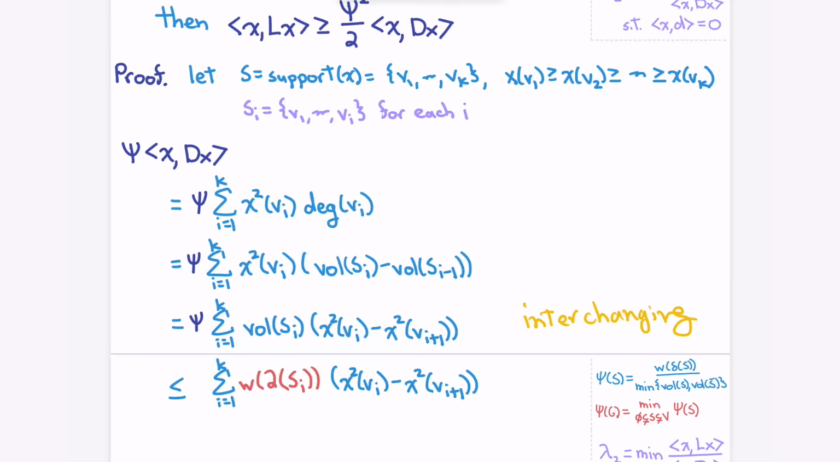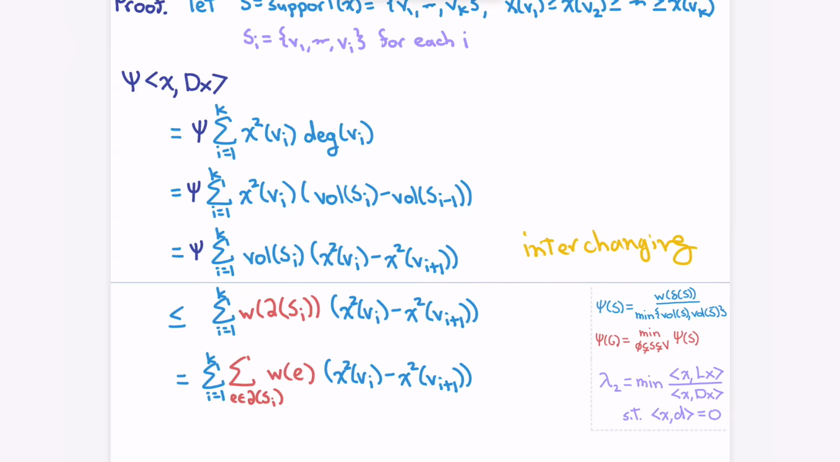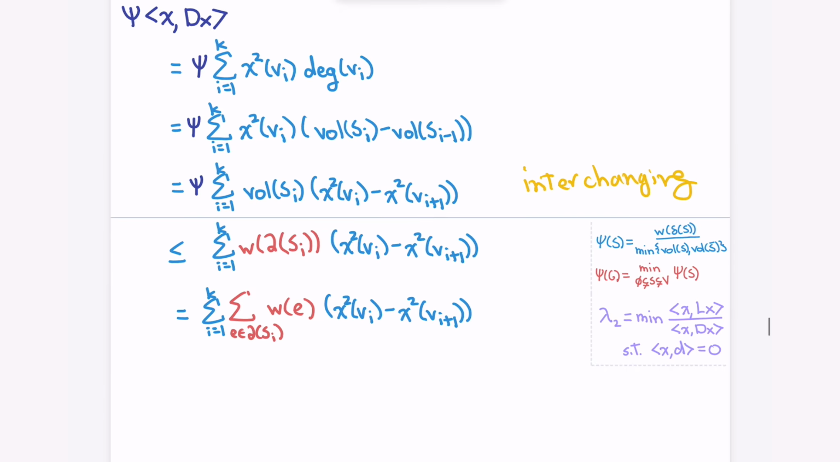Here is where we actually use conductance, right? So this is a small set. It represents less than half the volume of the graph. So the weight of the cut is at least phi times the volume. Or this divided by this is at least this. So the weight of the cut is always something big, conductance times the volume. Now we got something like that, and I'm just expanding out the terms. Now what?